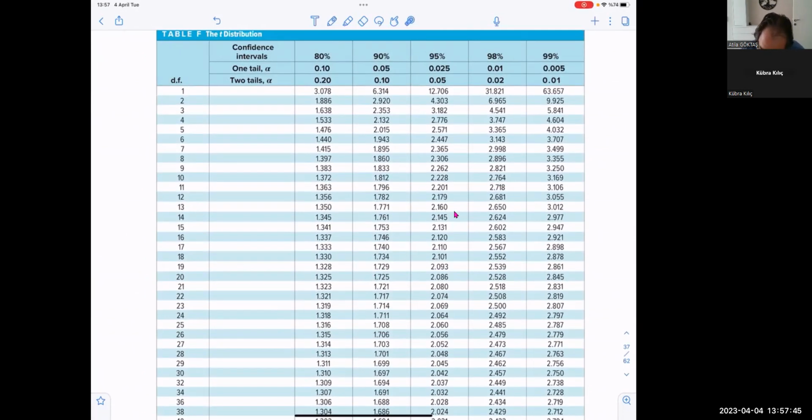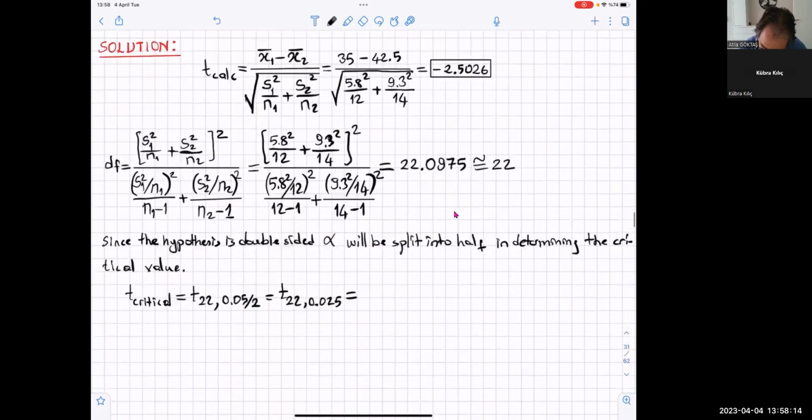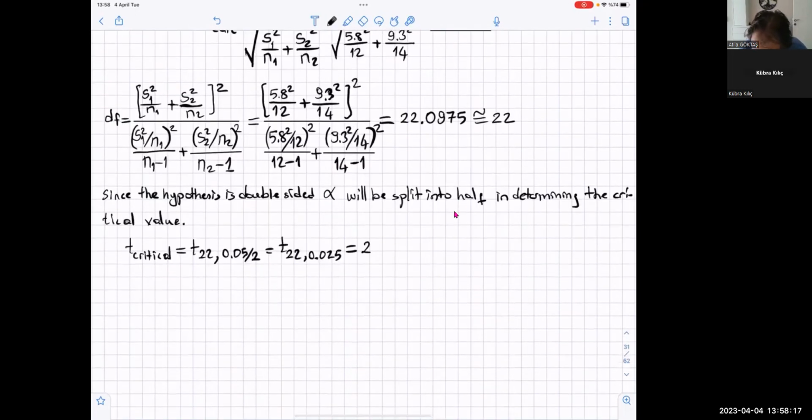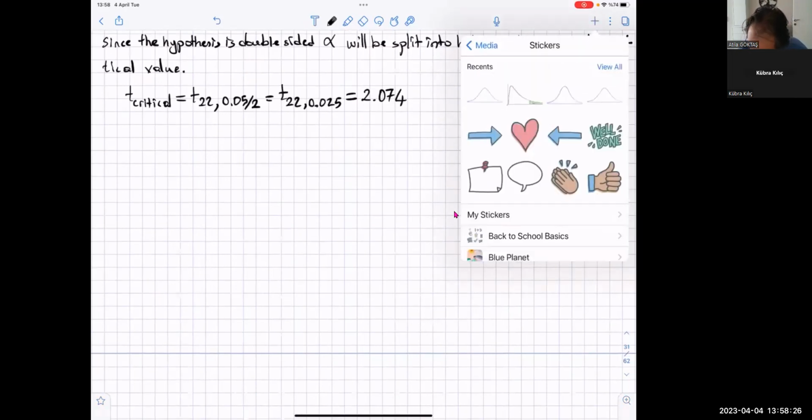I shouldn't be worried about the value of this critical, but this degree of freedom. The alpha level is 0.025, so I'll be dealing with the third column. 22, from 22, I'll get to the third column. You see, this is 0.05. So it's going to be 2.074. Okay, let's place it within the graphical display.